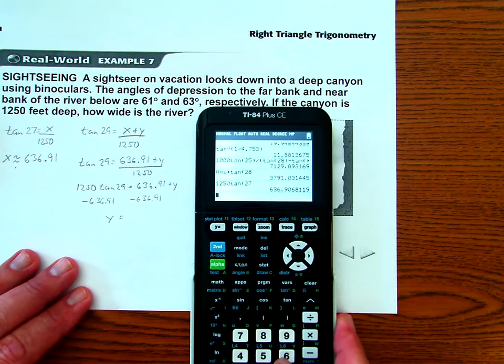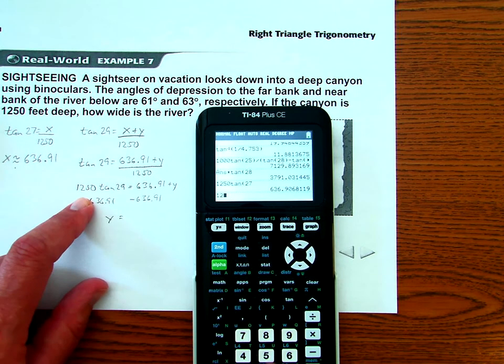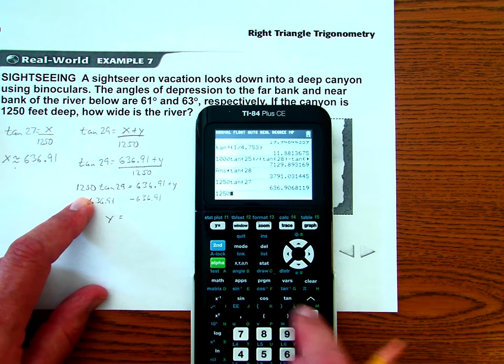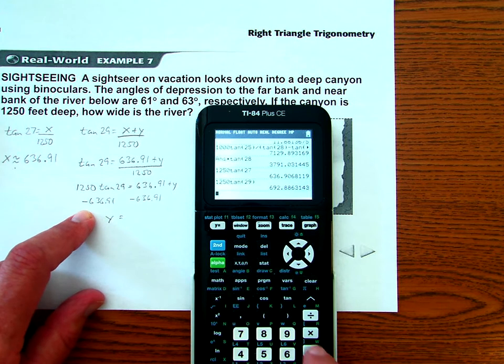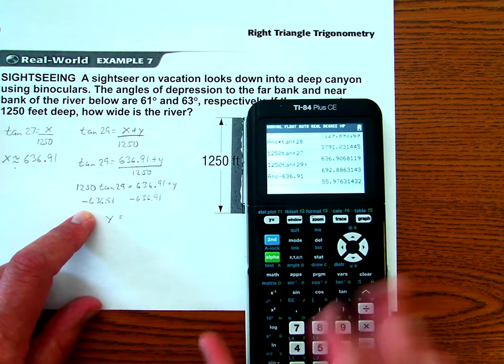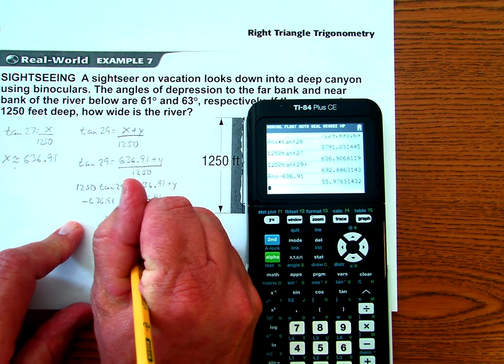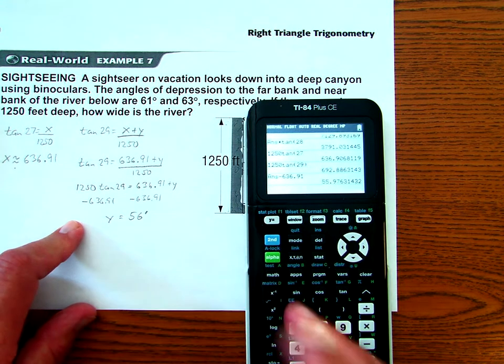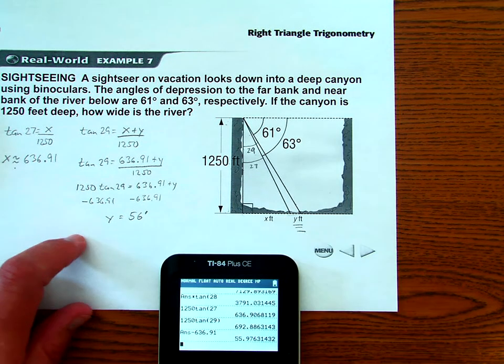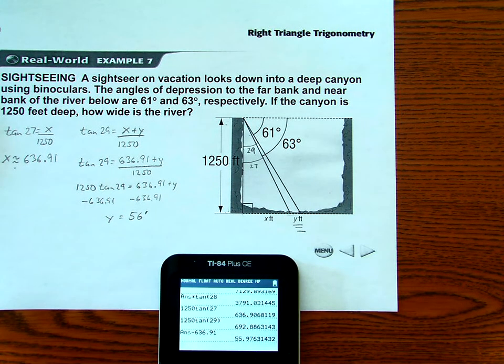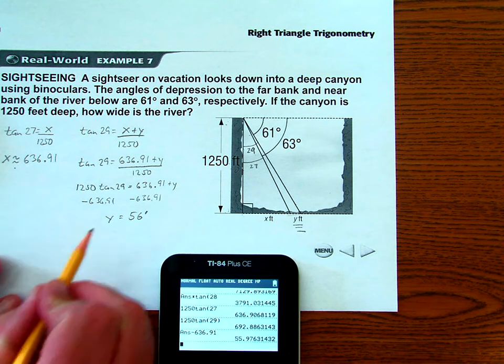So we have 1250 times tangent 29, get that quantity, subtract the 636.91, and that gives us a y value of about 56 feet. And again, talking about this type of problem, rounding to the nearest foot is a pretty safe thing to do. You could keep a decimal place or two more accurate if you want, but typically with these problems, if there is a rounding instruction, to the nearest foot would be sufficient or common.